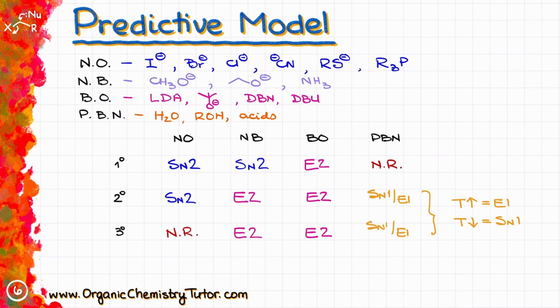Then, once you know your mechanism, you can proceed with the reaction and predict the product based on everything that you know about that mechanism. So when you're reviewing for the exam, make sure that you not only know the intricacies of each mechanism, but you're also well versed in the predictive model and can determine which mechanism you're going to be dealing with.